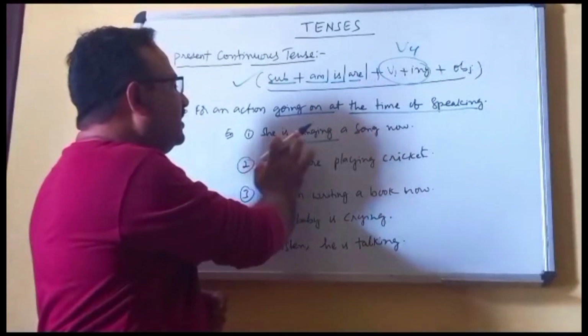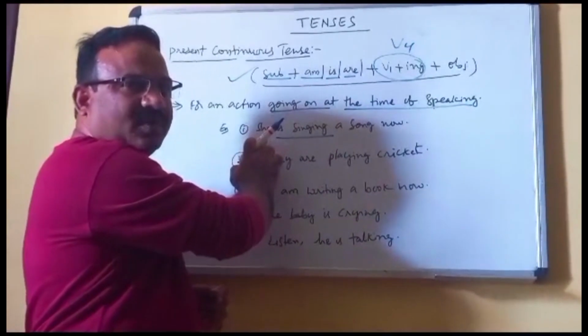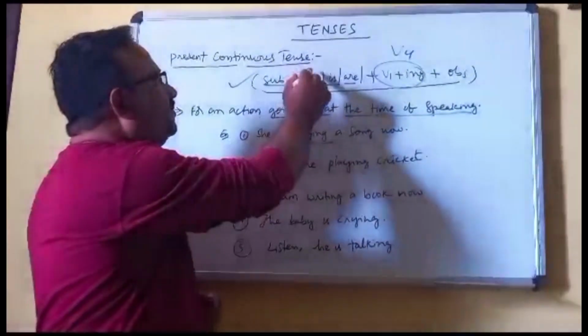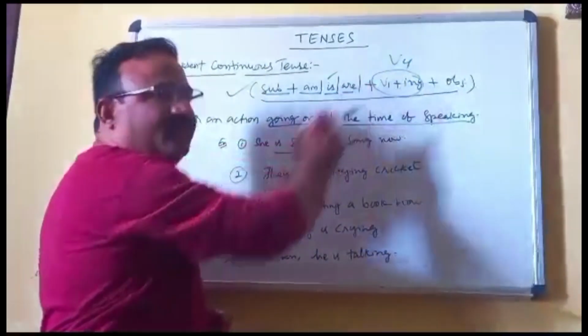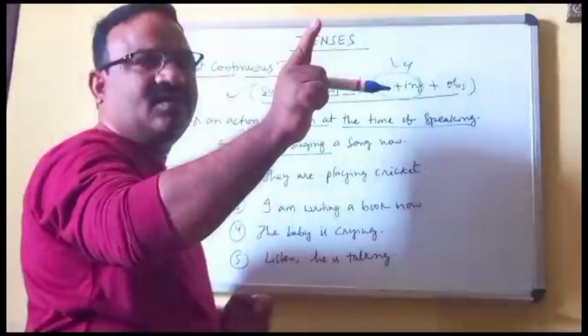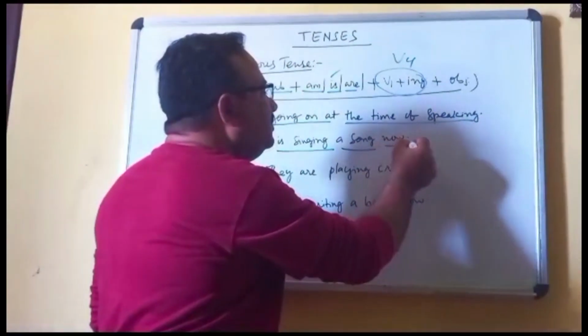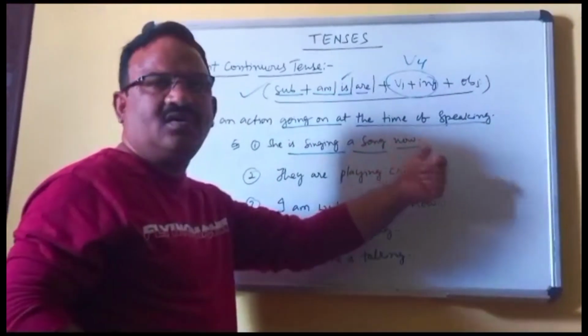She is the subject, is singing. She is third person singular, so is is the be form verb. And singing is V1 plus ing, which means sing plus ing. A song is the object, and now is an adverb. So, she is singing a song now.